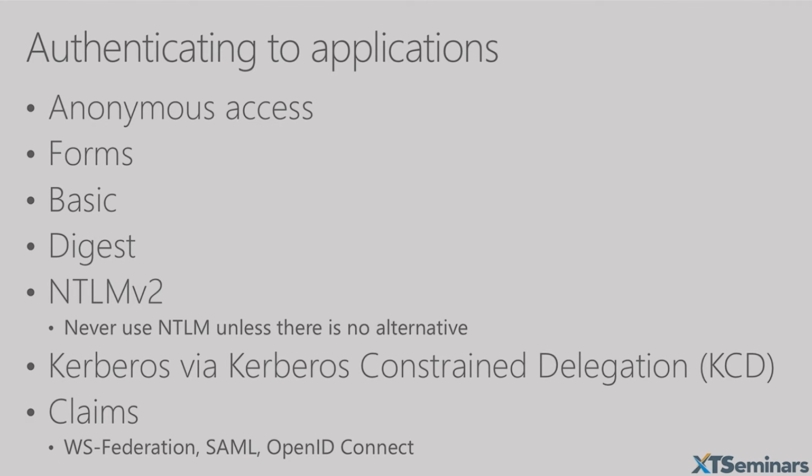And then we can have claims-aware applications. They could be using WS Federation, they could be using SAML, or they could be using OpenID Connect as the authentication mechanism. Why isn't OAuth 2 there? Well, OAuth 2 is really about delegation. It's an authorization protocol. With OAuth 2, we authorize one application to access another service on behalf of a user, right? So it's not actually doing the authentication. What we'd be using is OpenID Connect to do the authentication.